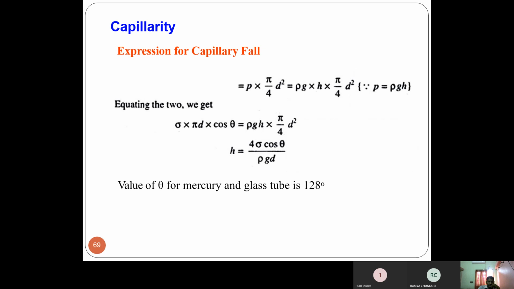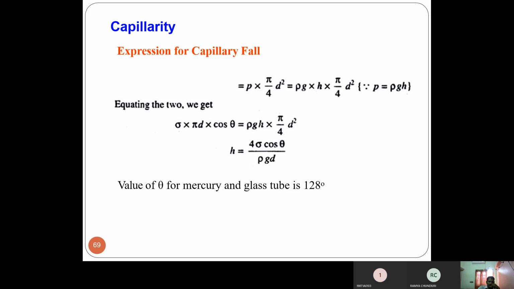Expression for capillary fall. For equilibrium, this pressure force is equal to the tensile force. This is the pressure force, and this is the tensile force. Pressure force is P into pi by 4 d square. P is equal to rho g h from the hydrostatic law. So what is the final expression? Rho g h into pi by 4 d square is the pressure force, and sigma pi d cos theta is the tensile force. Tensile force is equal to the pressure force.